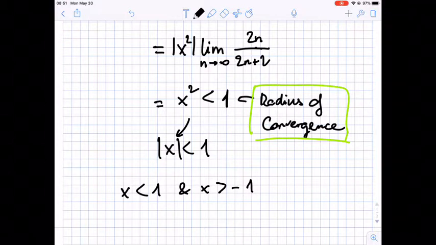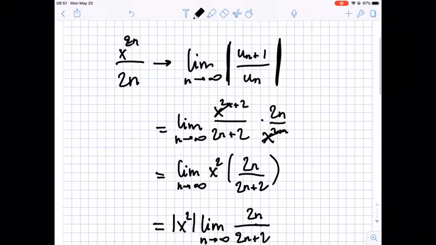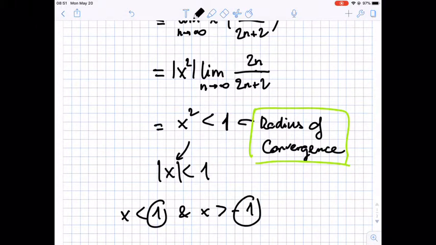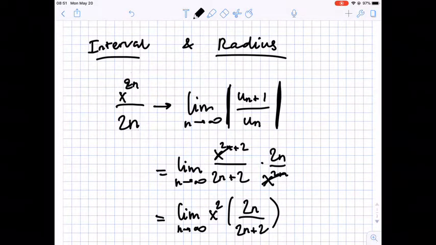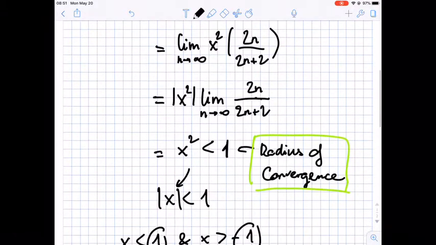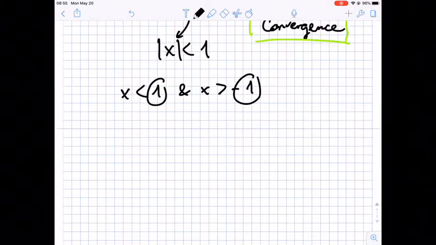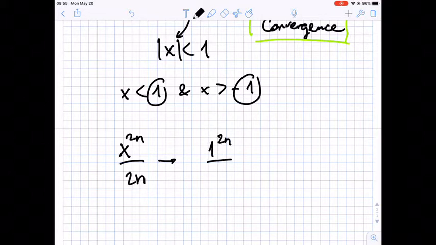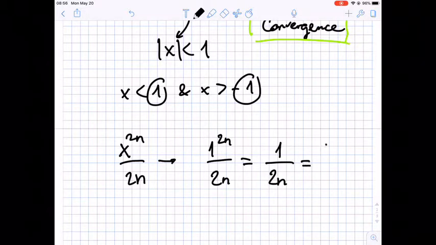We don't know whether the function converges at 1 or -1. So we have to plug 1 and -1 into our original function to see whether they will converge or not. So with x to the 2n over 2n, at x equals 1, plugging 1 into x, we have 1 to the power of 2n over 2n. 1 to the 2n is just 1, and so we will have 1/2 times 1/n.